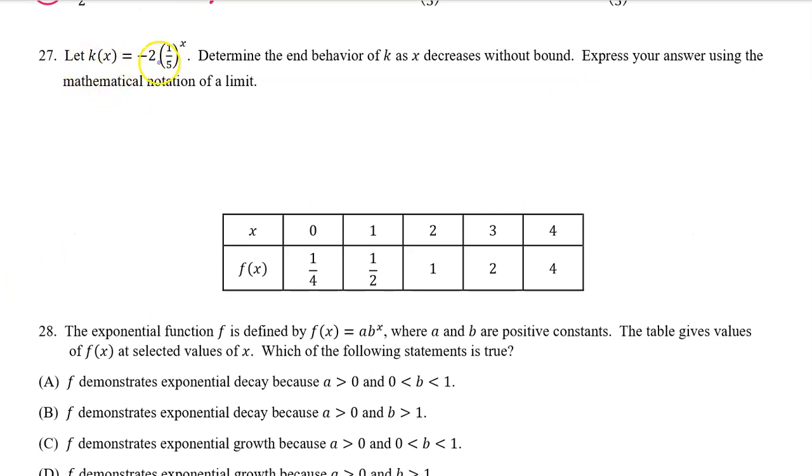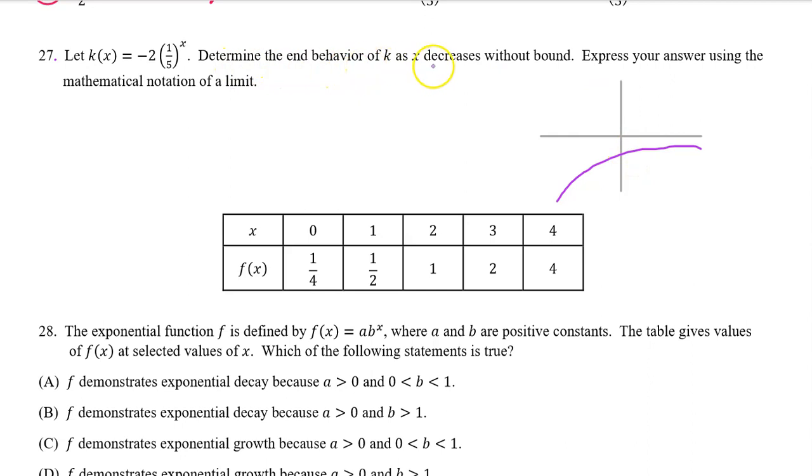27. Let k of x equal negative 2 times 1/5 to the x power. Determine the end behavior of k as x decreases without bound. Express your answer using the mathematical notation of a limit. Begin by drawing a sketch. We see that the a value is negative. That means the curve is going to be below the x-axis. We see that the b value is between 0 and 1. That means as we go from left to right, the curve must be getting closer and closer to 0. So that's what the picture looks like.